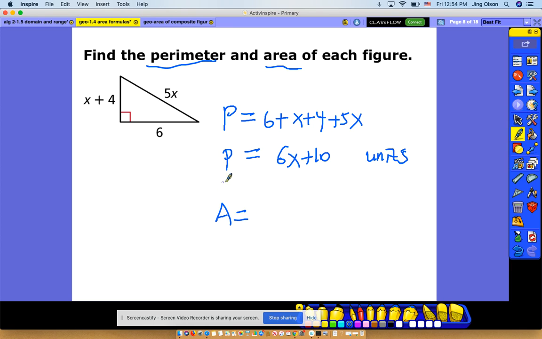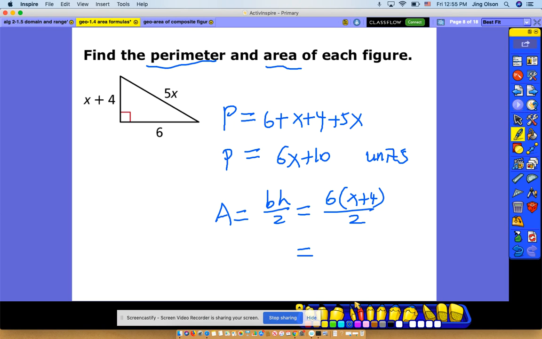Area is base times height divided by 2. The base is 6. The height is x plus 4, and then divided by 2. Okay, this is the hypotenuse. We do not need this one at all. This is the base. This is the height. So what do I get if I do this one?